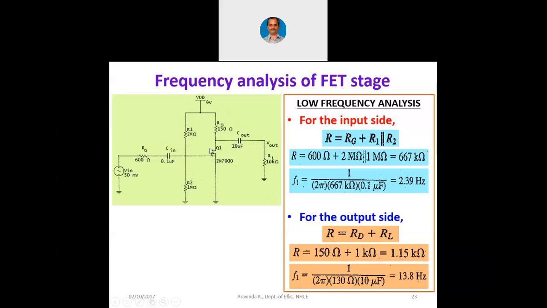This is a voltage divider bias network using FET. Now for low frequency analysis, for the input side we have R equals Rg plus R1 parallel with R2. So that is 600 ohms plus 2 mega ohms parallel with 1 mega ohms, that is 667 kilo ohms.